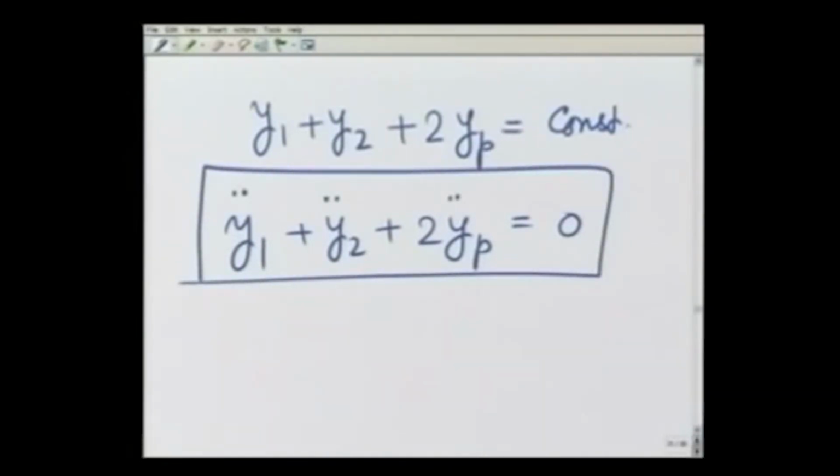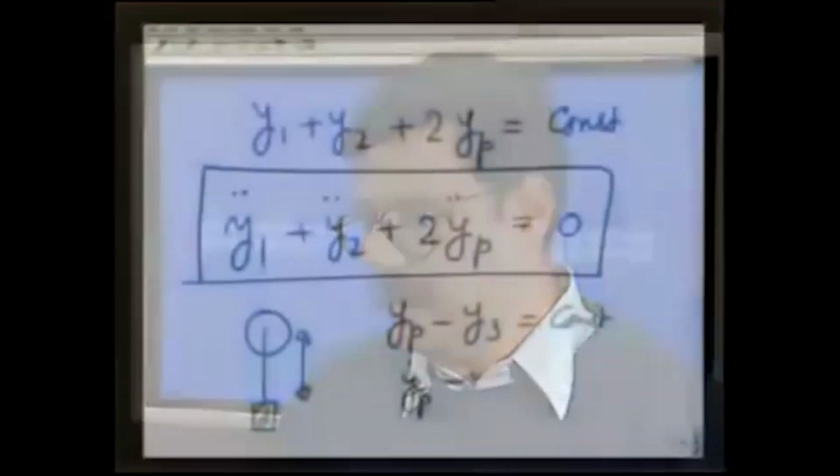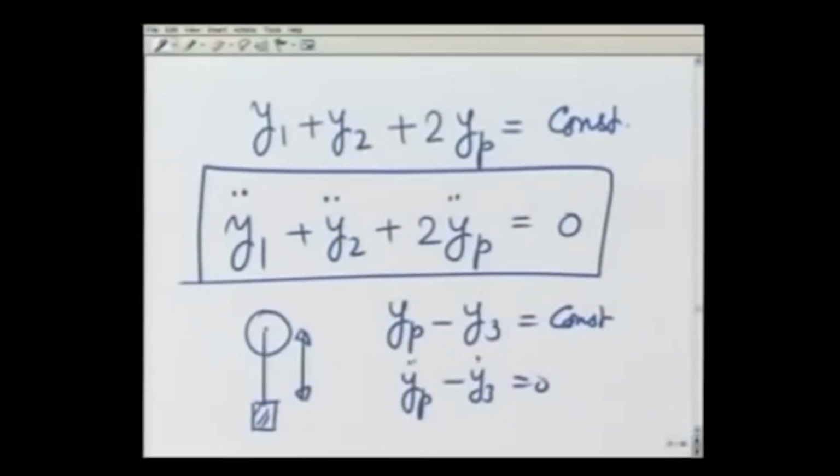I have now gotten 5 equations. The sixth equation is very easy to get, realizing that the length of this rope is fixed and therefore yp minus y3 is constant, or yp dot minus y3 dot is 0, and so is yp double dot minus y3 double dot. Basically the pulley and the mass are moving up and down together. So let me rewrite all the equations once more. I have now gotten 6 equations and there are 6 variables in the problem.